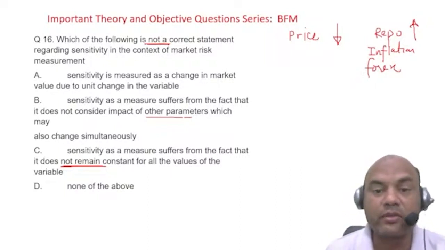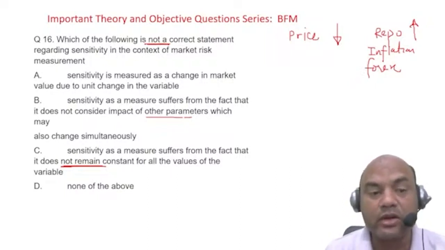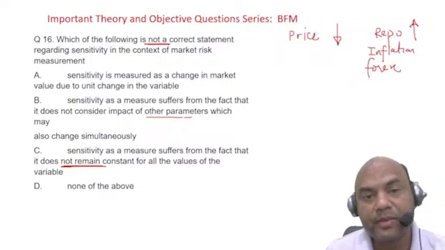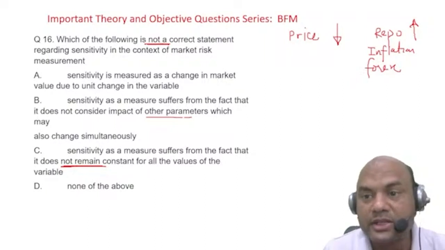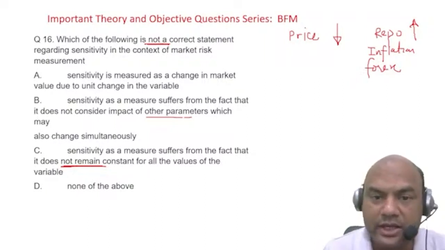So which one of them is not correct? Now think over it. We want not correct. Or is it the last one, none of the above? Think. Is A not correct? B not correct? C not correct? Okay, let's think about A. Measured as a change in the market value due to the unit change in the variable. So that is true. Unit change in the repo rate will make the price of the bond change. So that is true.